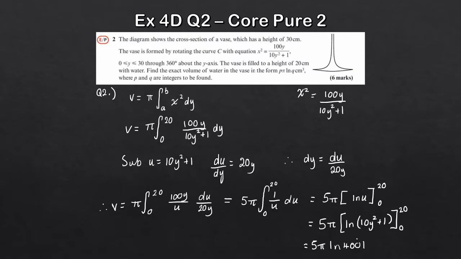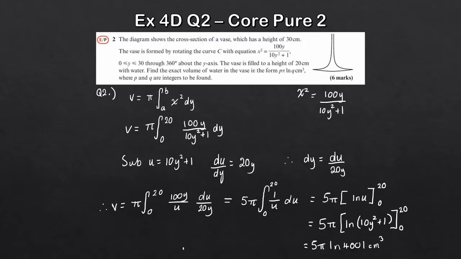Okay, what units have we got? Well, we're working in centimetres here, so centimetres cubed. Okay, so in other words, we're told the form that it should come in. So we should get p pi ln q centimetres cubed. So we've got p here as being 5, and then the q is just 4001.